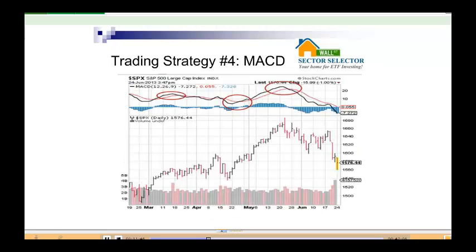And trading strategy number 4 is MACD. This is probably my favorite. It's moving average convergence divergence. I use this all the time. Again, you can do this on any scale, 1 minute, 2 minute, 5 minute, and it shows you what's happening in the market. And it's real simple to use this thing to do it in all kinds of different ways.